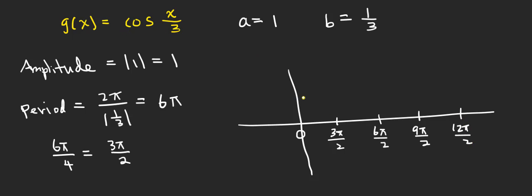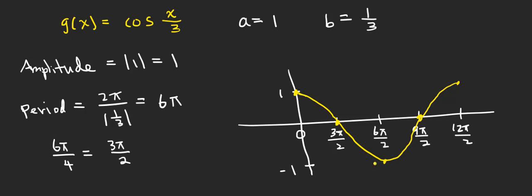Now the amplitude is 1, so you're going to go all the way up to 1 and all the way down to negative 1. This is a cosine, so you want to start over here and then come to the middle, go down, and then come back to the middle and go all the way up. So now we are going to draw a smooth curve of cosine. So this is one cycle of cosine of x over 3.